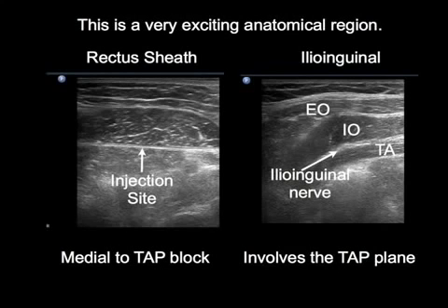2 other blocks that you may be familiar with are actually very close to the TAP block. The rectus sheath is easily seen when the transducer is moved medial. The ilioinguinal nerve actually lies in the TAP plane when the transducer is moved caudad.